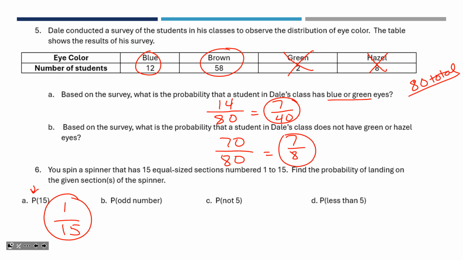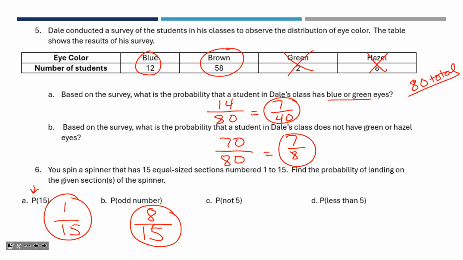How about the probability of an odd number? So there's 15 total sections, so that's always going to go on the bottom. And then think about your odd numbers. 1 through 15. So 1 is an odd number, 3, 5, 7, 9, 11, 13, 15. If you counted, which hopefully you did, there were 8 of those numbers. So the probability that the spinner lands on an odd number is 8 out of 15.